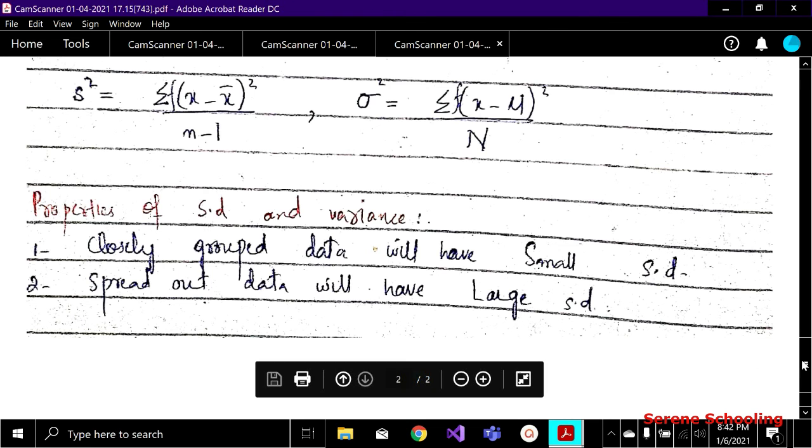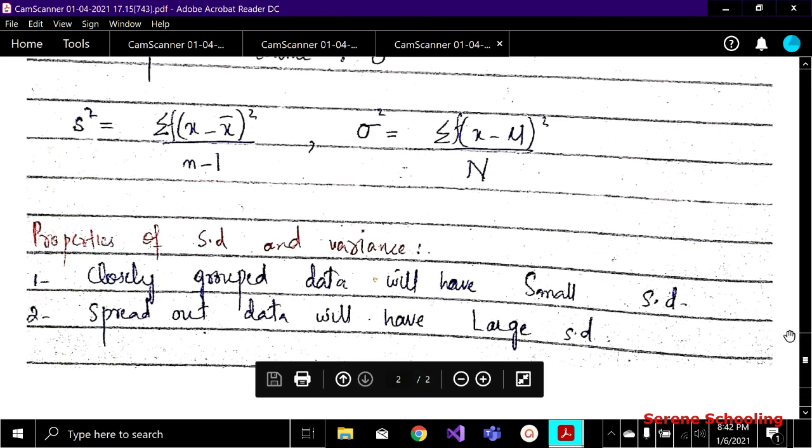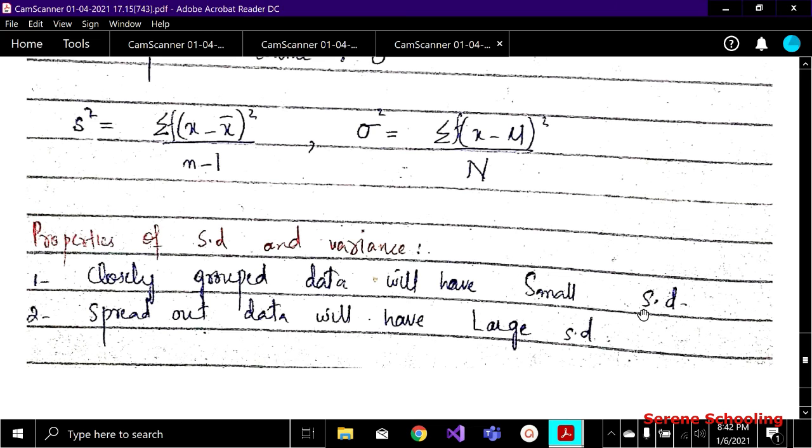So in this lecture we have seen how to find the standard deviation, variance, and their coefficient.